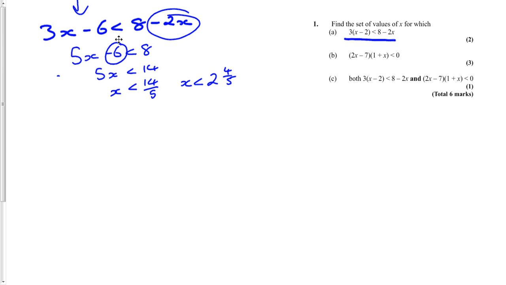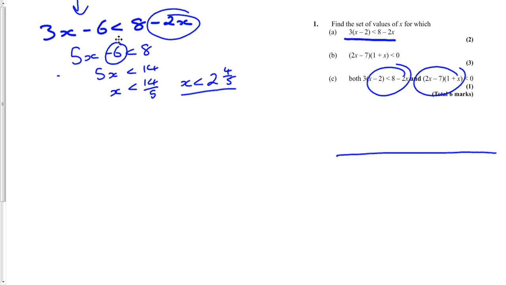Now, if we have a look a little bit further down the question, we've got to find a set of values which satisfies both the first one and the second one. So we're just going to keep a record of what this looks like. So if we've got 0 here, and we've got 2 4/5 there, or 14 over 5, if x is less than that, that's going to be a hollow circle with an arrow all the way to the left.